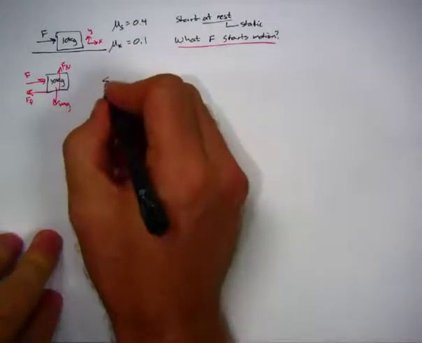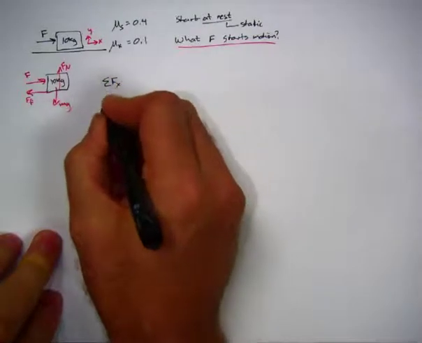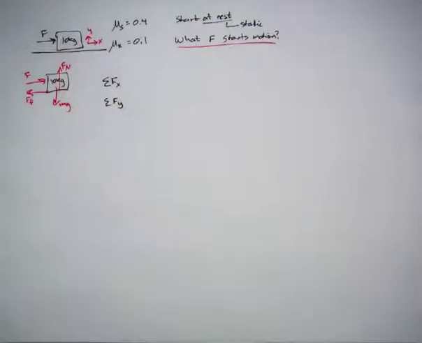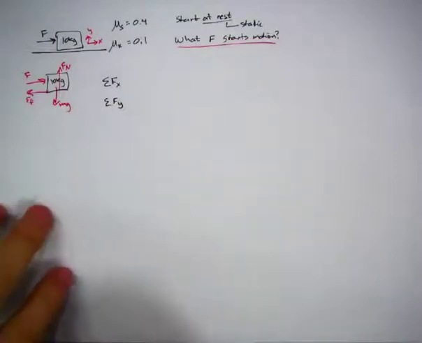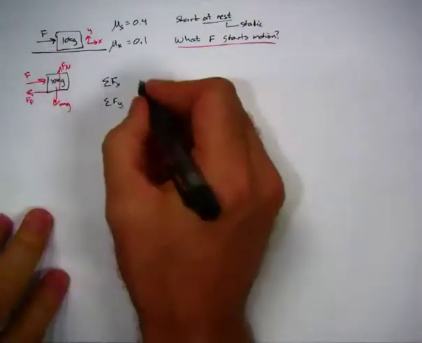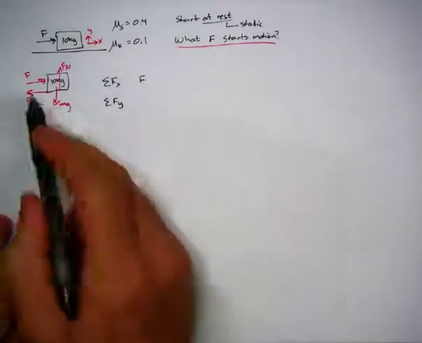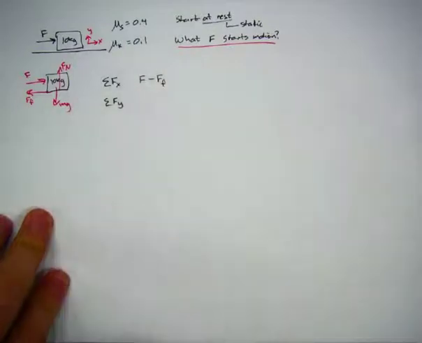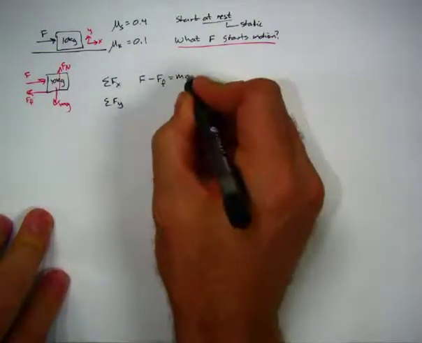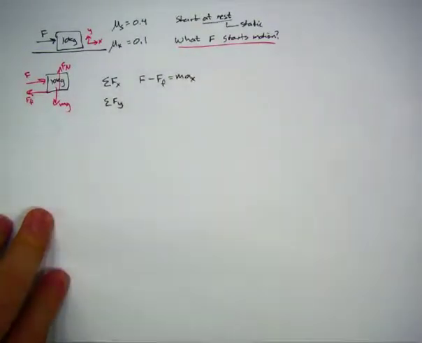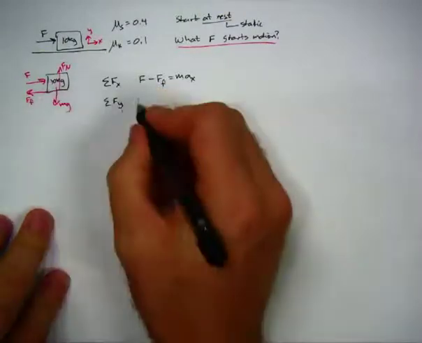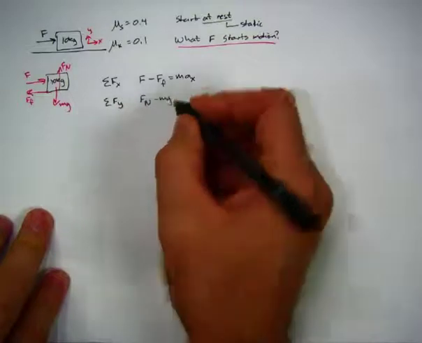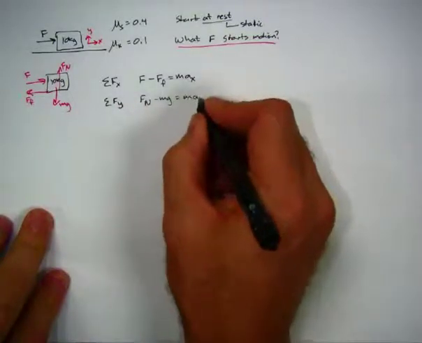Step 3, write down the equations of motion: the sum of the forces in the x direction and the sum of the forces in the y direction. What's going on in x? We have the force that we're pushing with, positive. We have the force of friction, that is negative, and that's it. So that equals mass times acceleration in the x direction. And in the y direction, we have the normal force that is positive, and we have the mg, which is negative, and that equals mass times acceleration in the y direction.